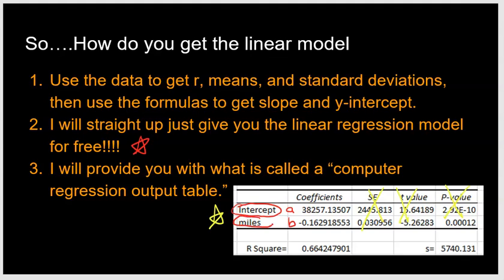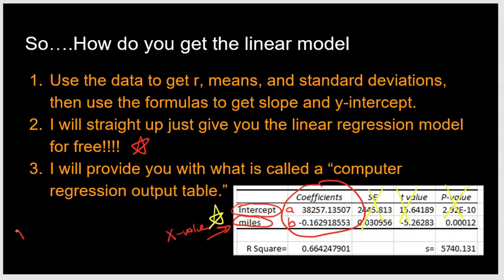Now, unfortunately, it doesn't say slope right here. What it does is it gives you the x value, right? So when you're reading one of these computer output tables, that is the x value. So that tells you that miles is the x value. But realistically, all you need to know is that in the column for coefficients are the two numbers you need, a and b. And the nice thing about a computer output table is a computer doesn't do any rounding. So these numbers are as exact as possible.